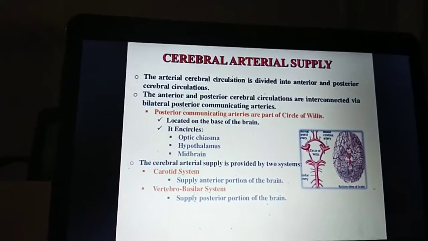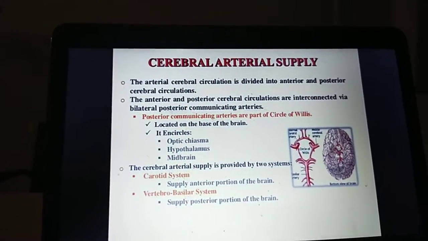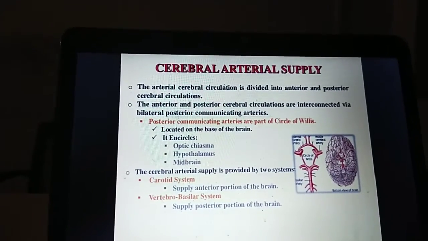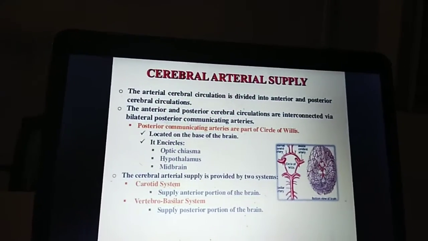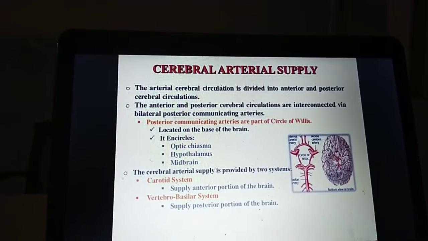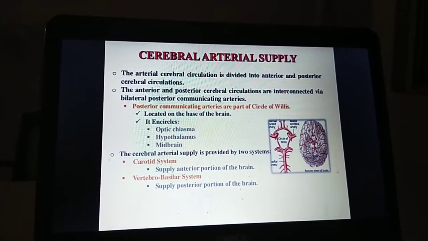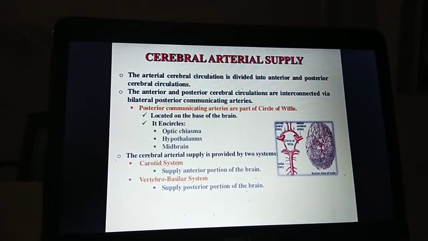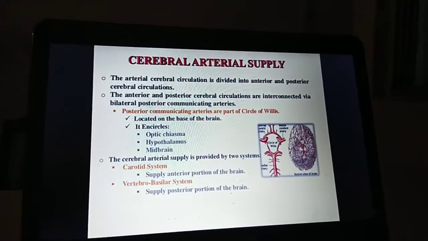It is very important. The arteries of cerebral circulation are divided into anterior and posterior cerebral circulations. I have briefly told about the circulations, so I will not go into the details. The anterior and posterior cerebral circulations are interconnected via the bilateral posterior communicating arteries. The posterior communicating arteries are part of the circle of Willis, located on the base of the brain, and it encircles the optic chiasma, hypothalamus and midbrain.